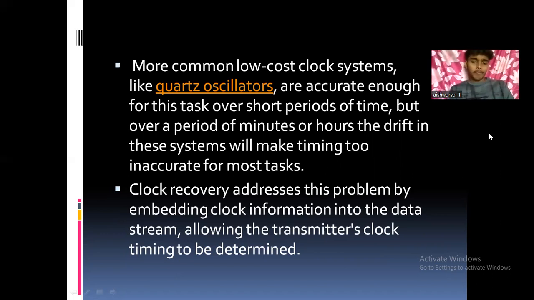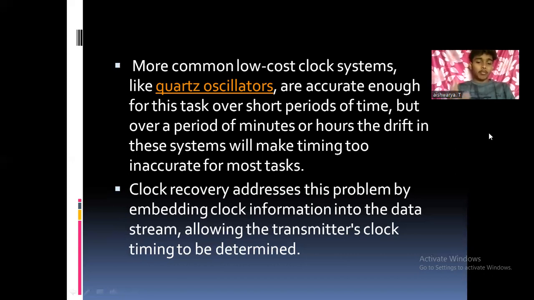Clock recovery addresses this problem by embedding clock information into the data stream, allowing the transmitter's clock timing to be determined. It has some theoretical advantages over other clock systems. As it is more common, quartz oscillators can be used in these clock systems, and they are accurate enough for this task over short periods of time. But over a period of minutes or hours, the drift in these systems will make timings too inaccurate for most tasks.